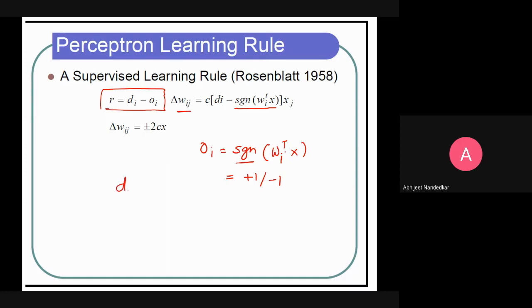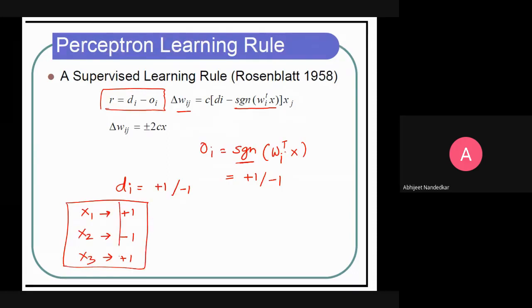And the desired response for a neuron is plus 1 or minus 1 depending on your requirement. For x1, suppose I want the output to be plus 1, then for input x2 I want the output to be minus 1, say for x3 the output should be plus 1. So this is my requirement, this is my problem. This plus 1 minus 1 is indicating the class of a sample.